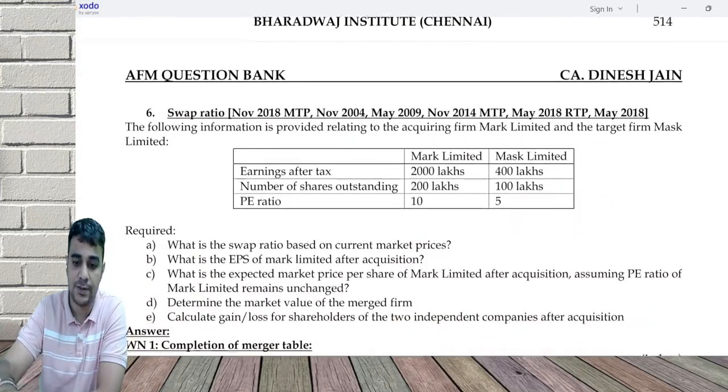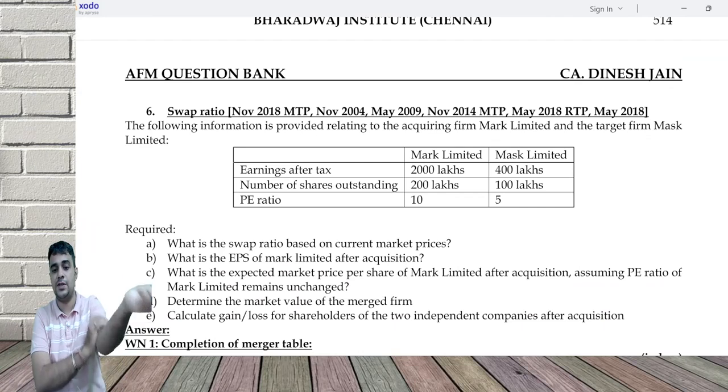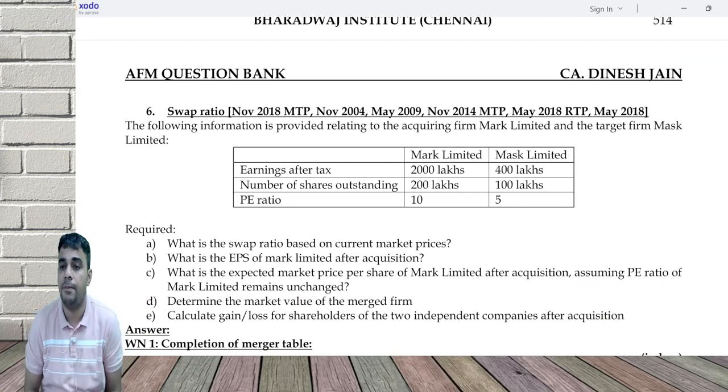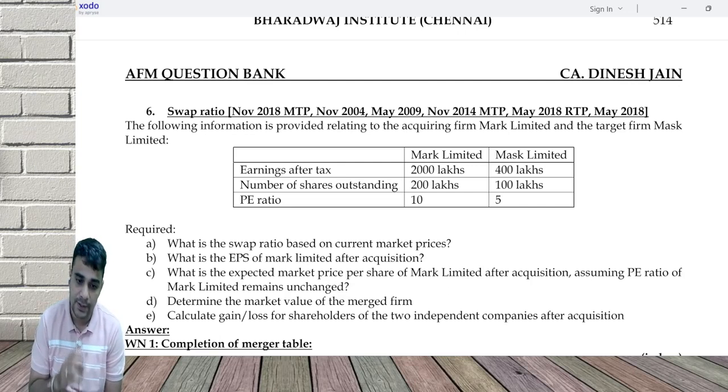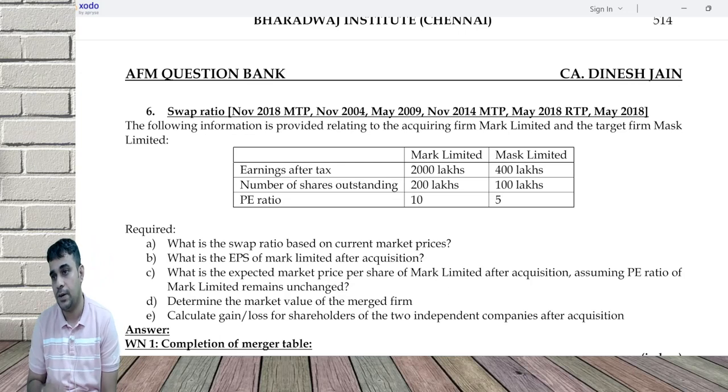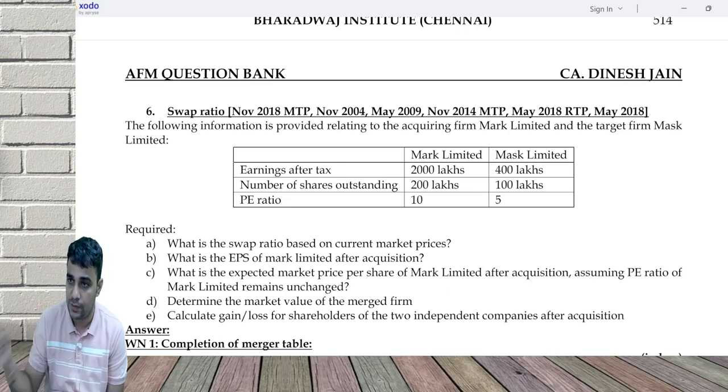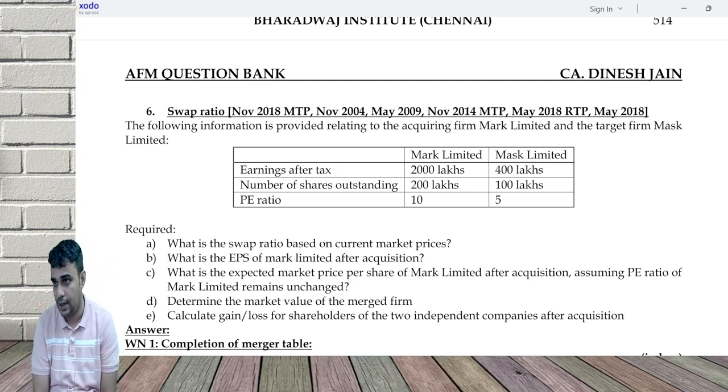Let's come to question 6. The following information is provided relating to the acquiring firm Mark Limited and target firm Mask Limited. Particulars: earnings after tax, number of shares outstanding, P/E ratio, swap ratio based on current market price, EPS after acquisition, expected price, market value of the merged firm. The only add-on is gain or loss for the shareholders of the two independent companies, which I want to explain.